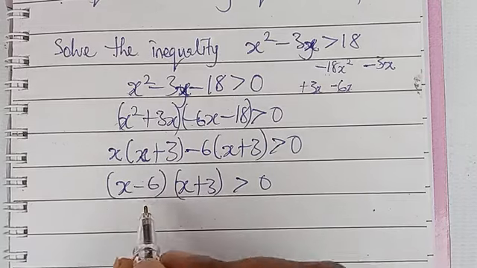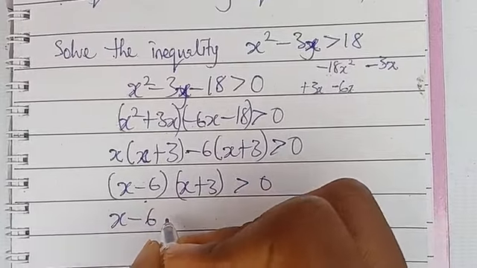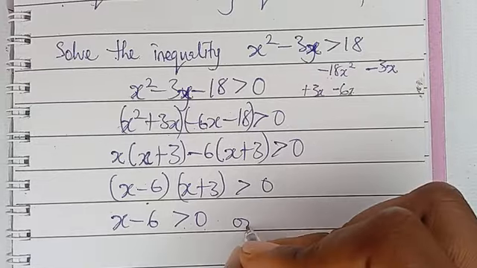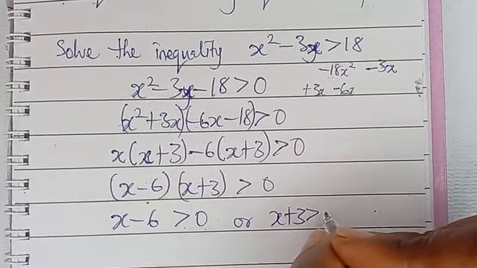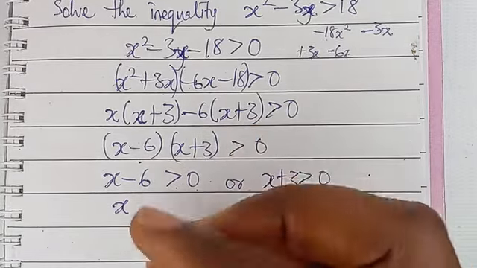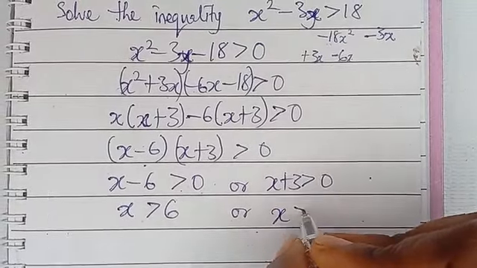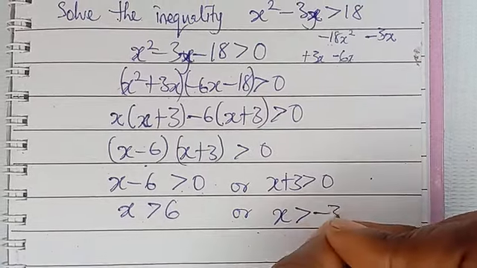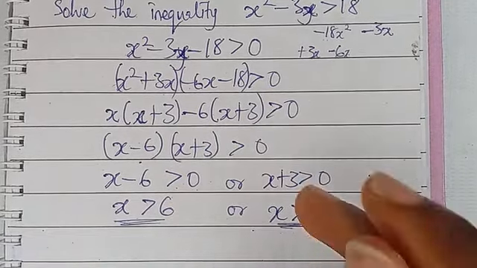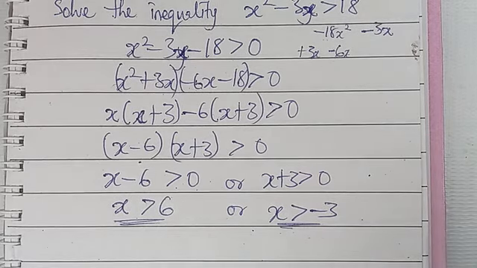Okay, so it's either this is greater than 0 or this is greater than 0. We have x minus 6 greater than 0, or x plus 3 greater than 0. Then to isolate x, we have that x greater than minus 6 crosses over to be a positive 6, or x greater than plus 3 crosses over to be a negative 3. Then these are the solutions to that inequality. x greater than 6 or x greater than negative 3. You can as well draw that on the number line and then find out.